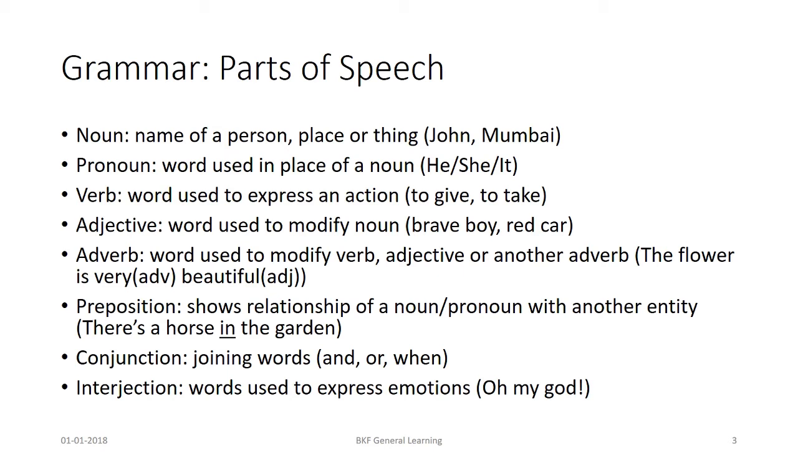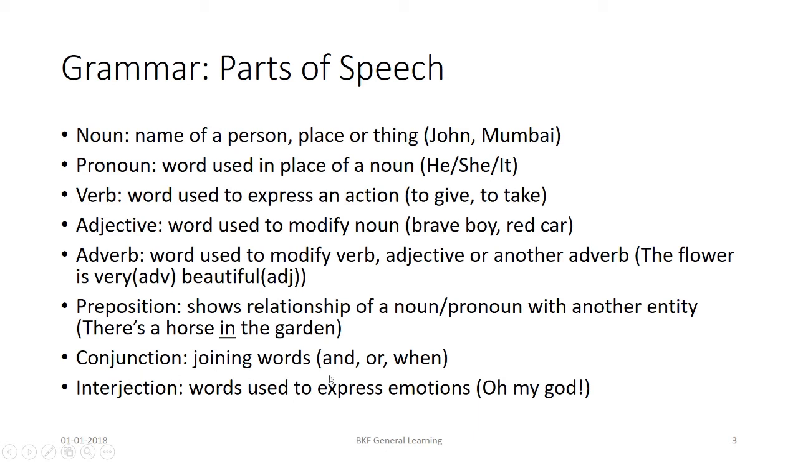Preposition is a word which shows relationship of a noun or pronoun with another entity. So if I consider the sentence, there's a horse in the garden. In this sentence, in is the preposition. It shows the relationship between the noun horse and another entity like garden.